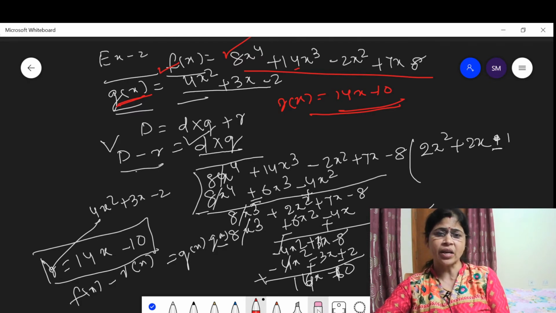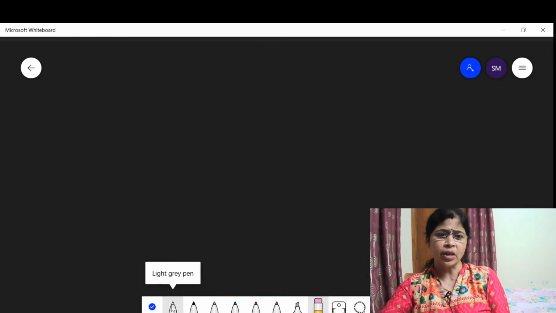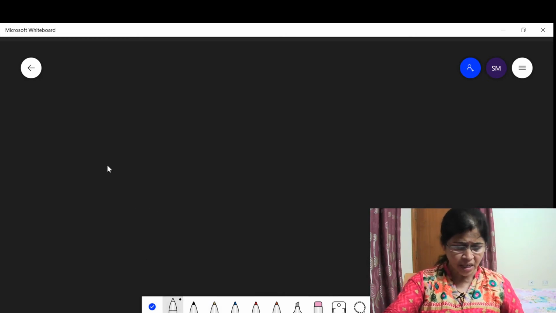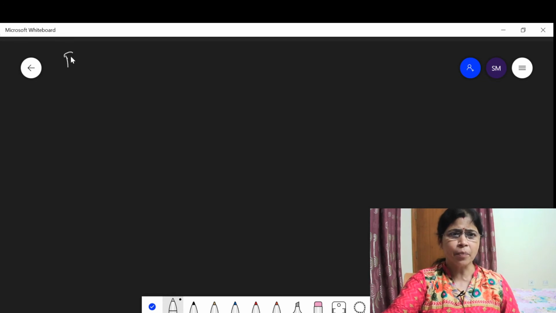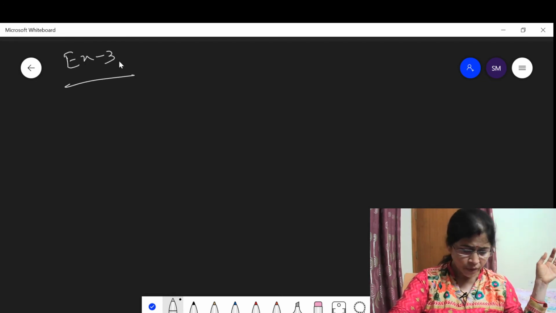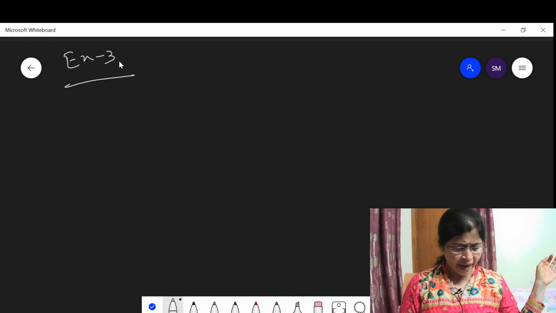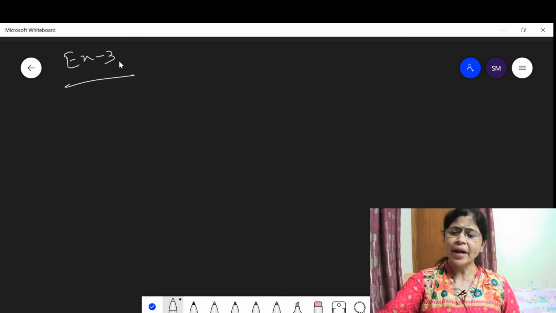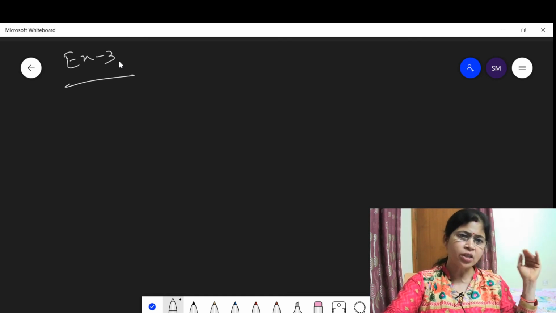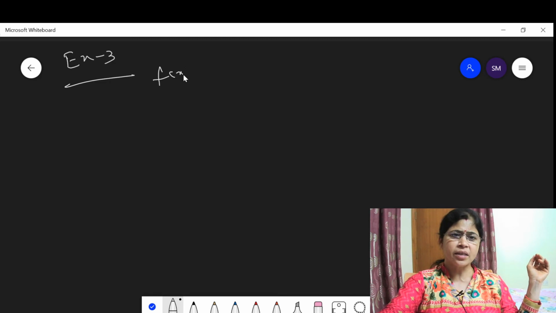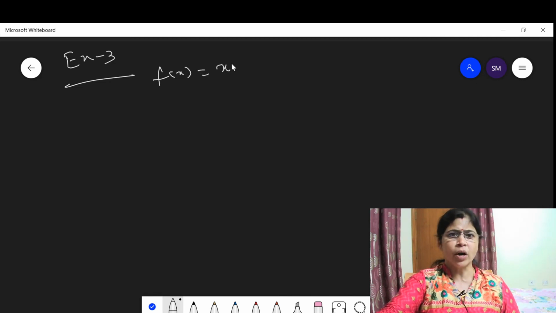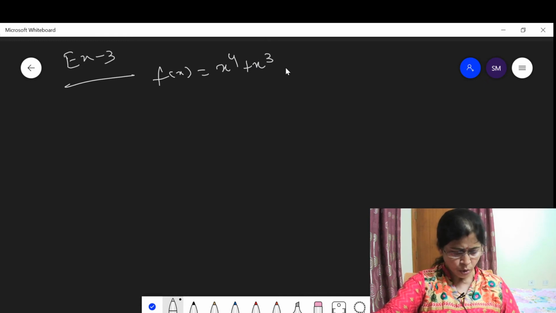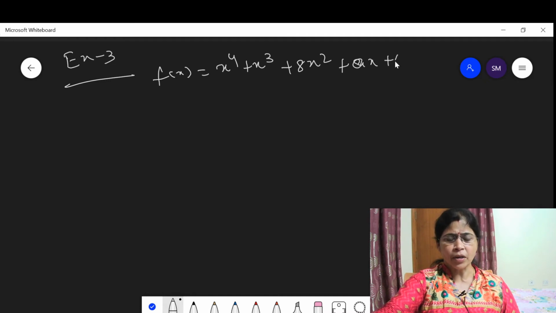At first students, try to understand the questions, the language of the questions. Now let us discuss the next example. Example 3 says: find the values of a and b. At first students, please try to understand the question. Here f(x) is given as f(x) is equal to x fourth plus x cube plus 8x square plus ax plus b.